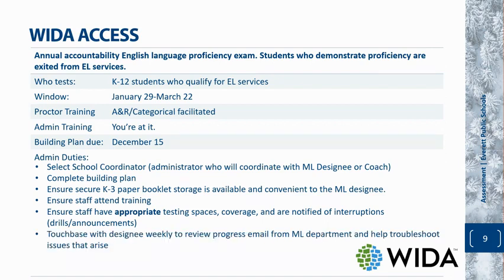You're going to want to touch base somewhat regularly with your ML designates and make sure that they're making progress. You're going to get an email weekly from categorical that's going to indicate to you how many of your students have tested. You'll want to keep an eye on that email, have those conversations, and make sure that any roadblocks that your designate is bringing up to you are going to be addressed. You need to assist them in addressing those roadblocks.